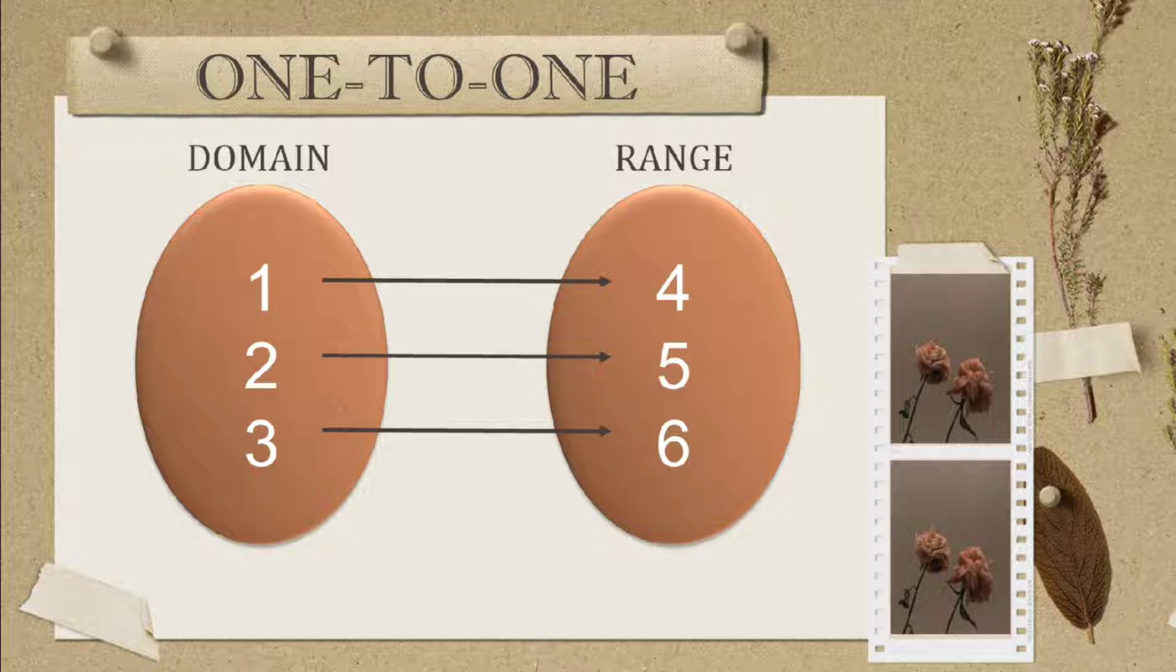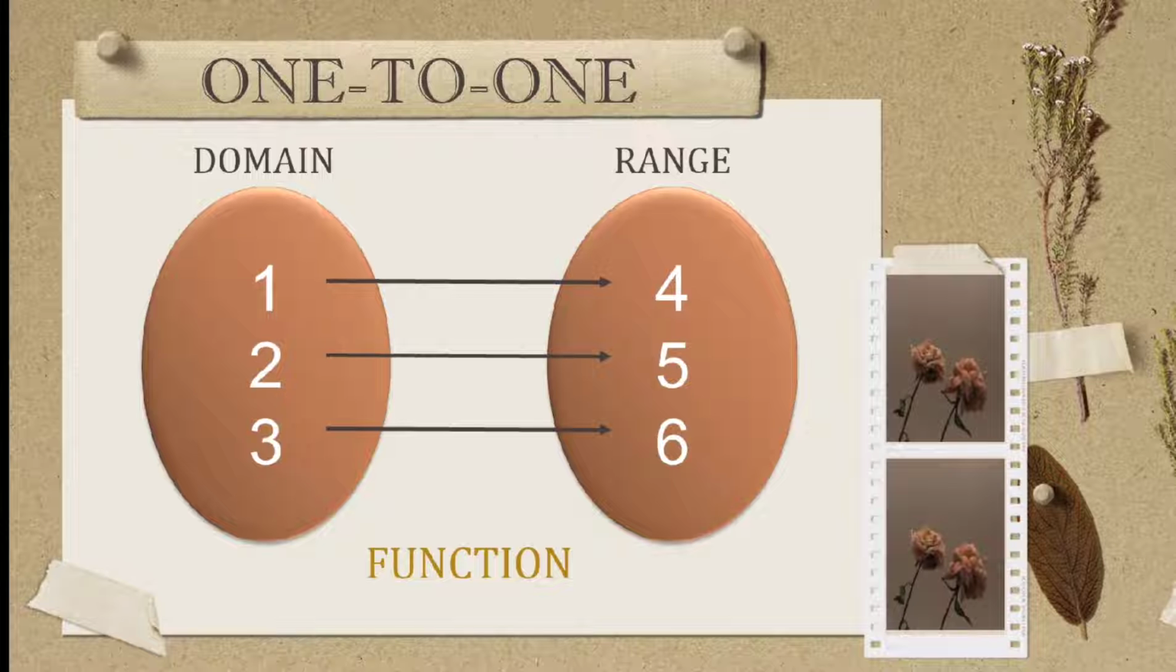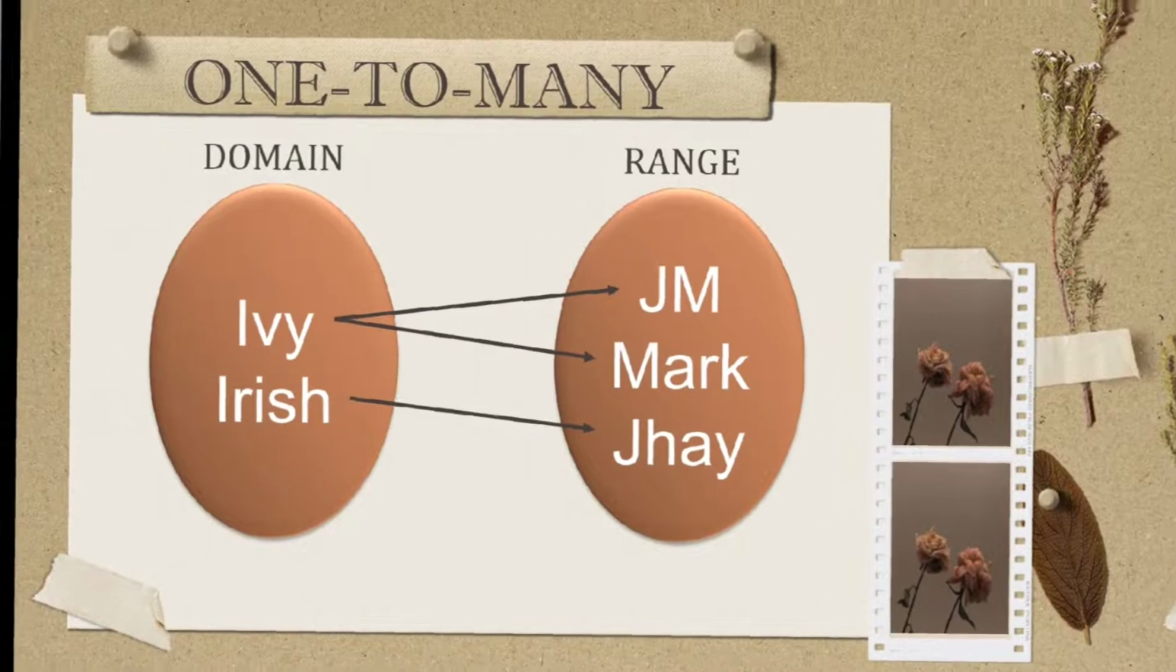Let's go back to the four types of relation I've shown earlier. First is the one-to-one relation. Is this relation a function or not? If your answer is a function, you're correct. This type of relation is a function because the element in the domain intersects to only one element in the range. There's no repetition of x or an element.